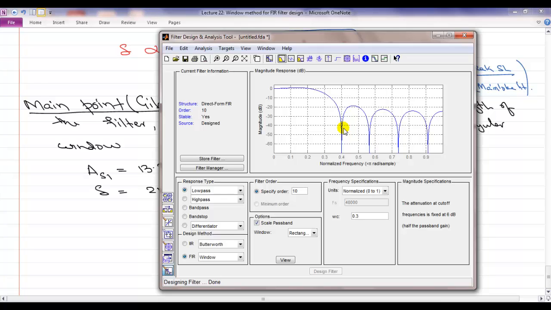So in filter design, if I fix my window, no matter what the length of my window is, my attenuation in the stop band is not going to decrease. And that's due to the Gibbs phenomenon. But my transition width will decrease.